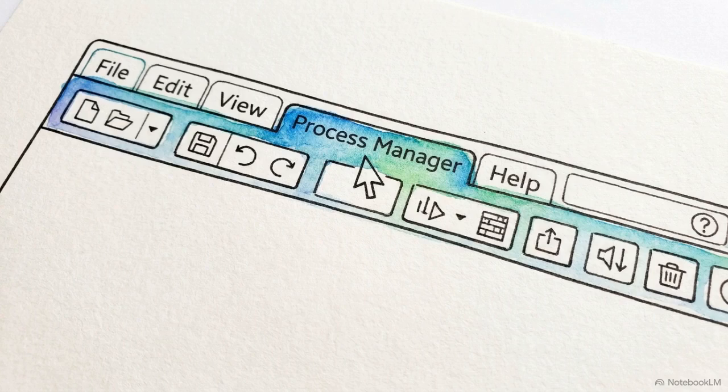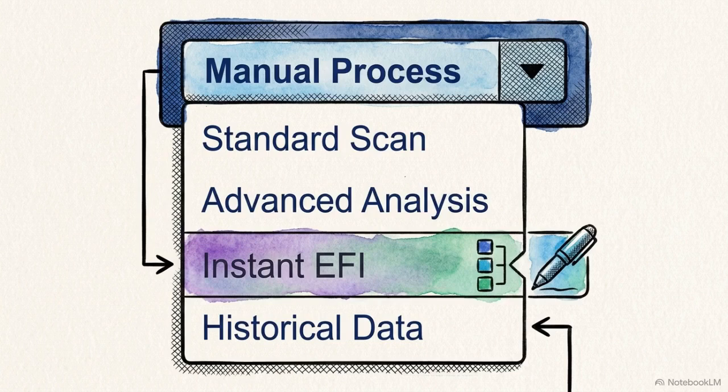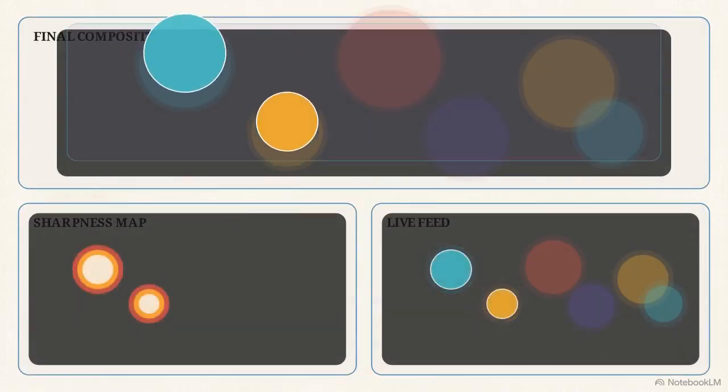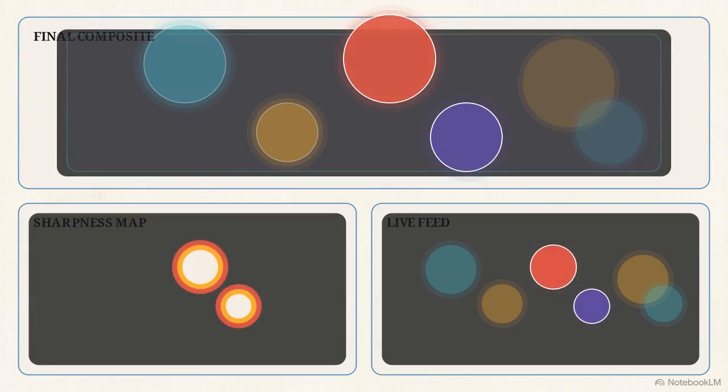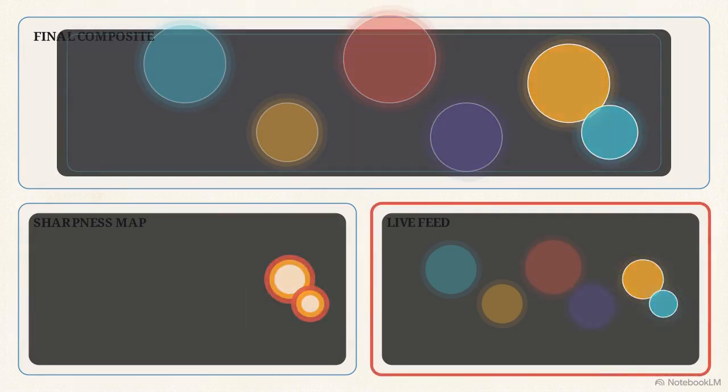With your spatial boundaries locked in, open the Process Manager tab to begin the image build. In this menu, navigate to Manual Process, then select Instant EFI, indicated by the Stacked Layers icon. Upon launch, the interface will immediately fracture into a 3-panel workspace that updates continuously.